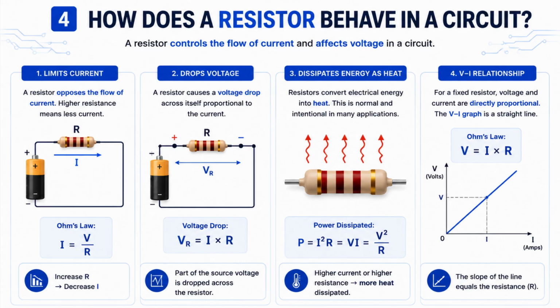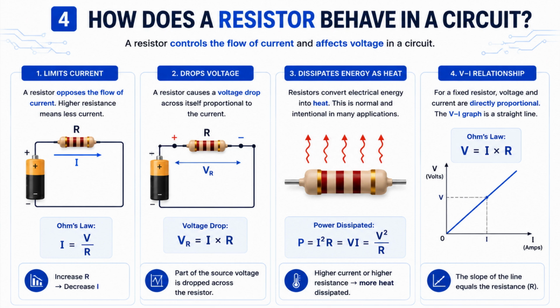Now that we understand what a resistor is and where it is used, let's take a closer look at how a resistor actually behaves inside an electrical circuit. As the name suggests, a resistor resists the flow of electric current. In other words, it limits how much current can pass through a circuit. This is one of its most important functions and is the reason why resistors are found in almost every electronic device. According to Ohm's law, the current flowing through a resistor depends on both the applied voltage and the resistance value. If the resistance increases, the current decreases. On the other hand, if the resistance decreases, more current is allowed to flow.